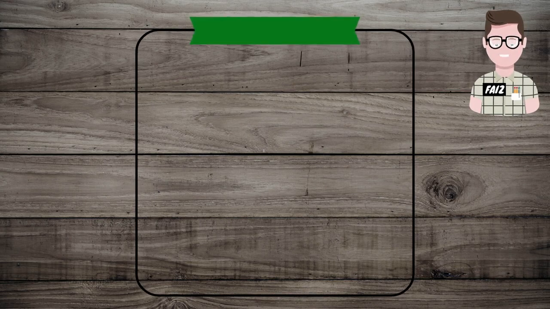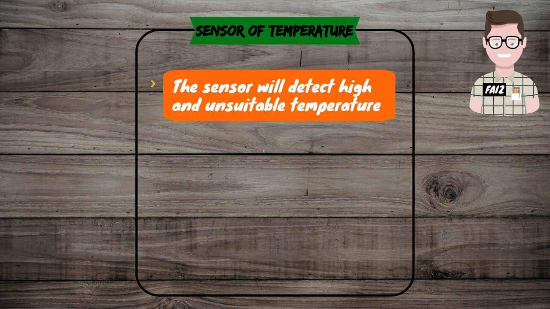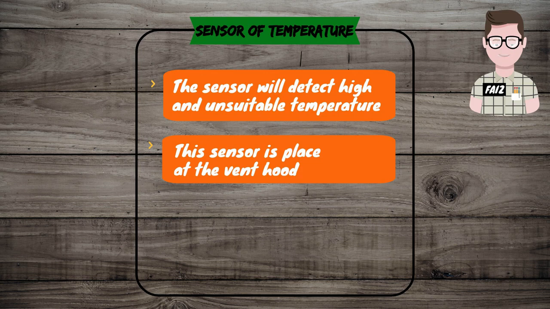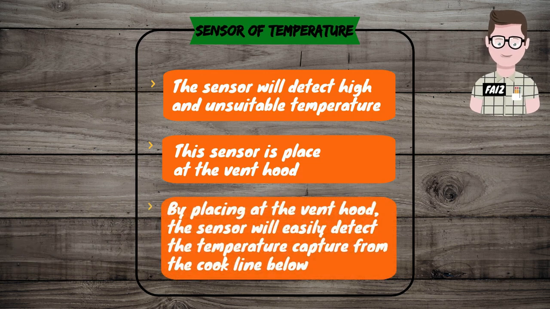Therefore, we decided to install a temperature sensor. The sensor will detect high and unstable temperature. This sensor is placed at the vent hood. By placing it at the vent hood, the sensor will easily detect the temperature captured from the cook line below.